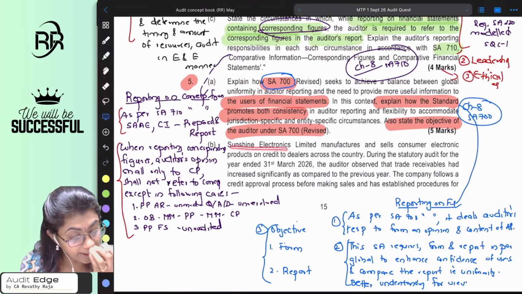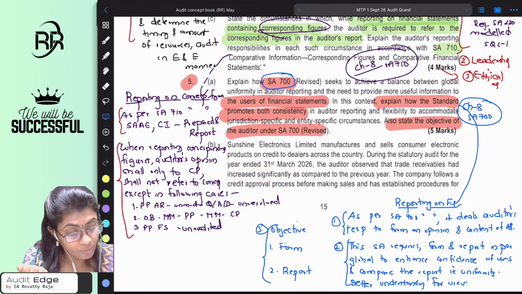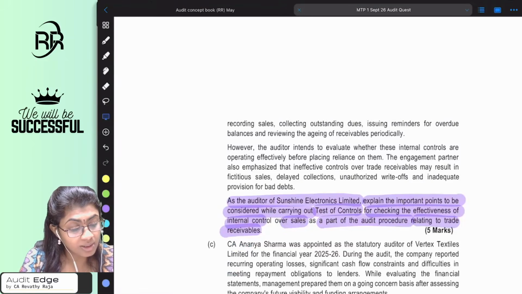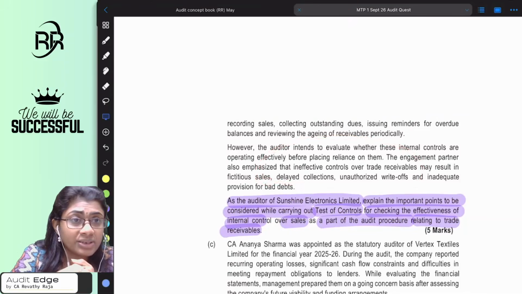Sunshine Electronics Limited manufactures and sells consumer electronic products on credit to dealers across the country. During the audit, the auditor observed trade receivables had significantly increased. The company follows the credit approval process before making sales and establishes the process for recording sales. However, the auditor intends to evaluate whether the internal controls are operating effectively. The partner also emphasizes the ineffective controls. See, from this itself, you will get many points.